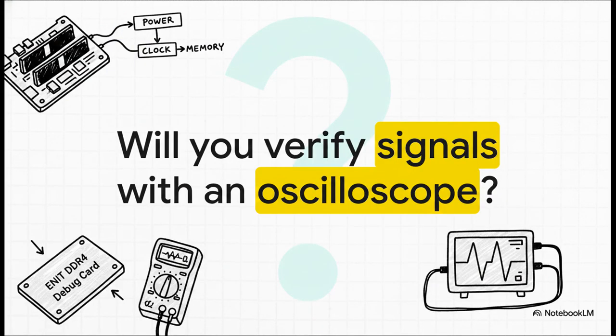Which leaves us with one final kind of provocative thought. This mapping guide gets you exactly to the right neighborhood. It tells you if the problem is a power drop, a missing clock, or a failure in memory training. But to find the exact house on that street, you still need your traditional tools. The ENIT card points the finger, but your multimeter and your oscilloscope are what actually solve the crime. So the map to the fault is right here in front of you. But will you remember to take that final step and verify those signals with your oscilloscope?